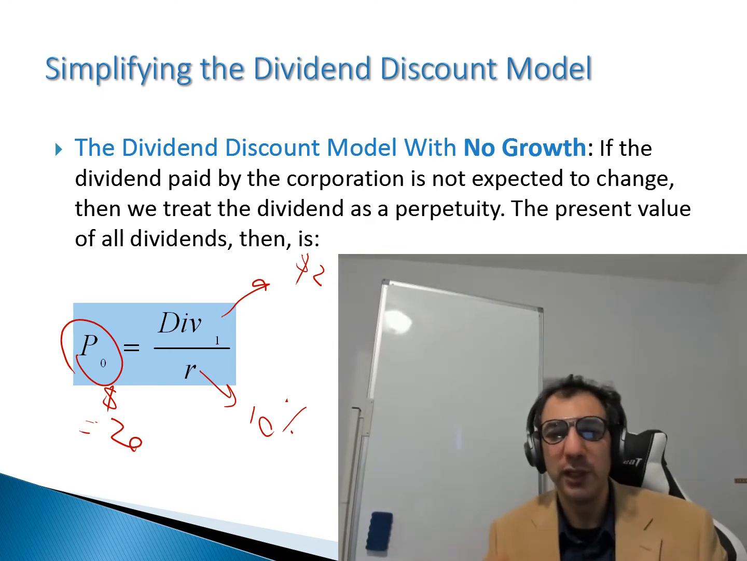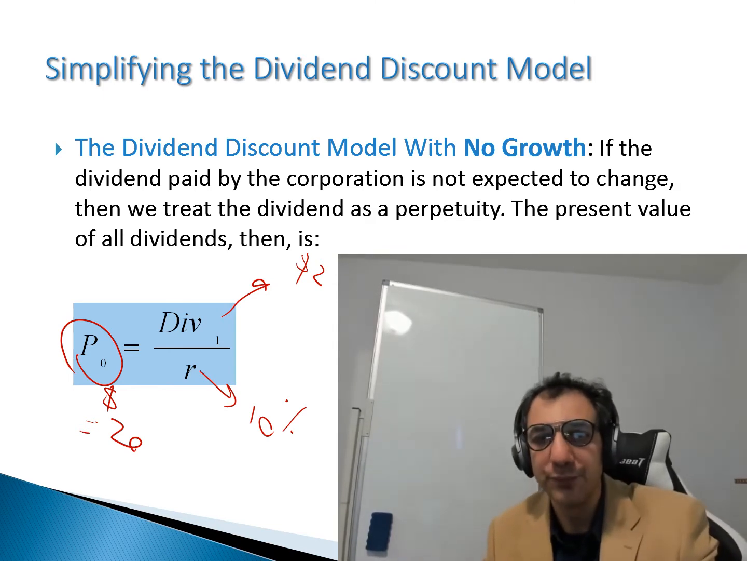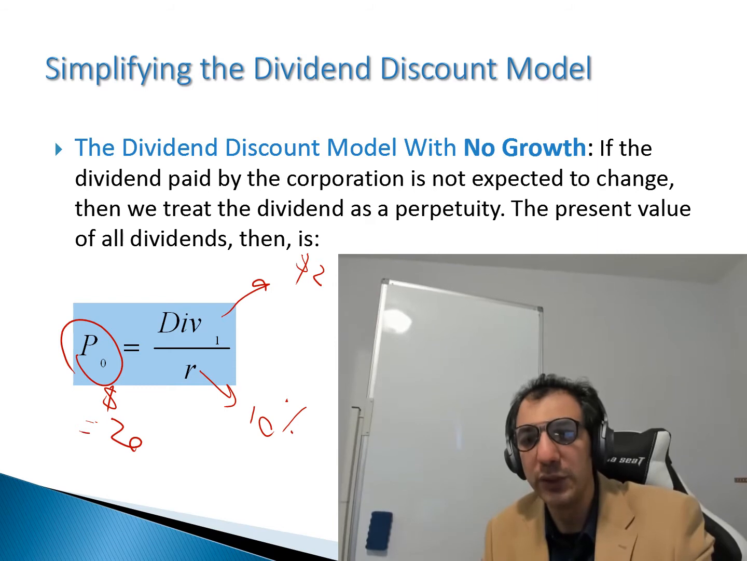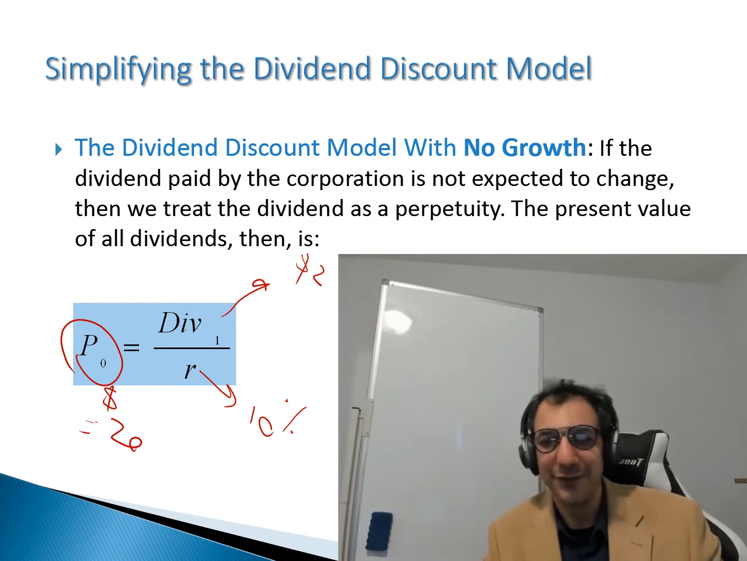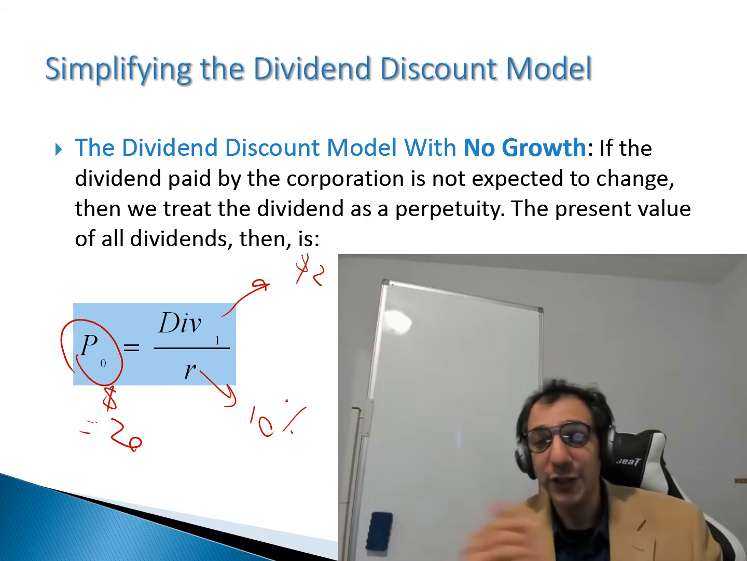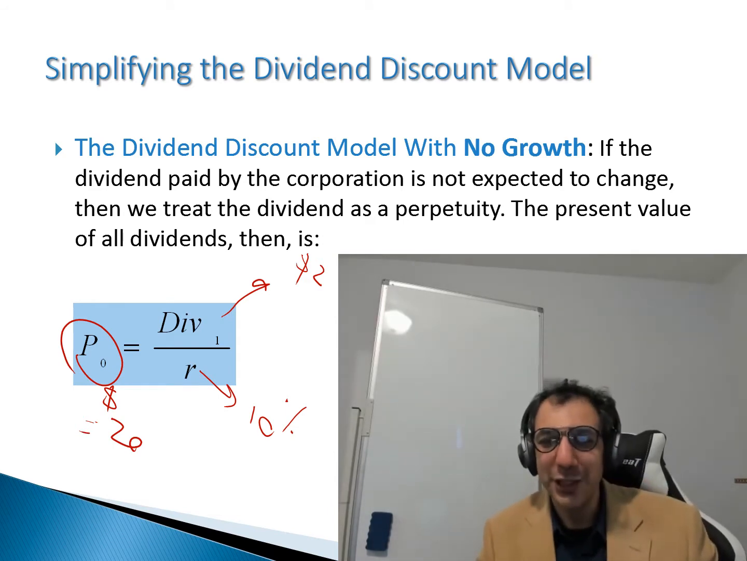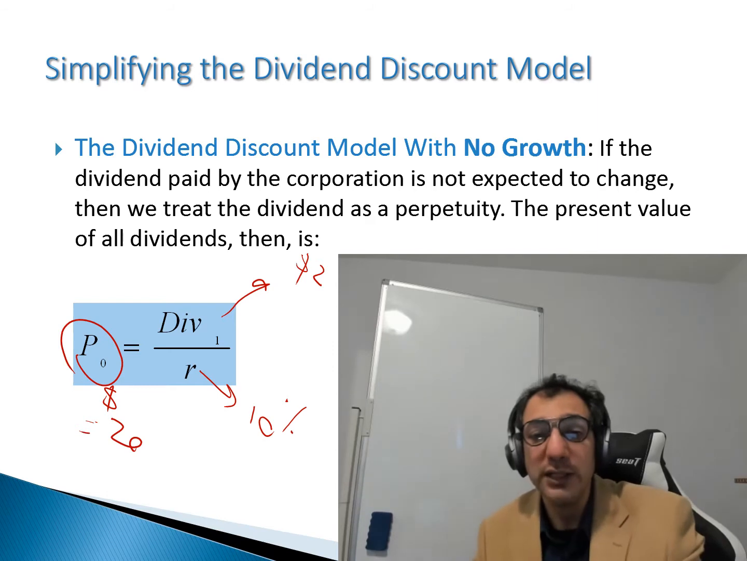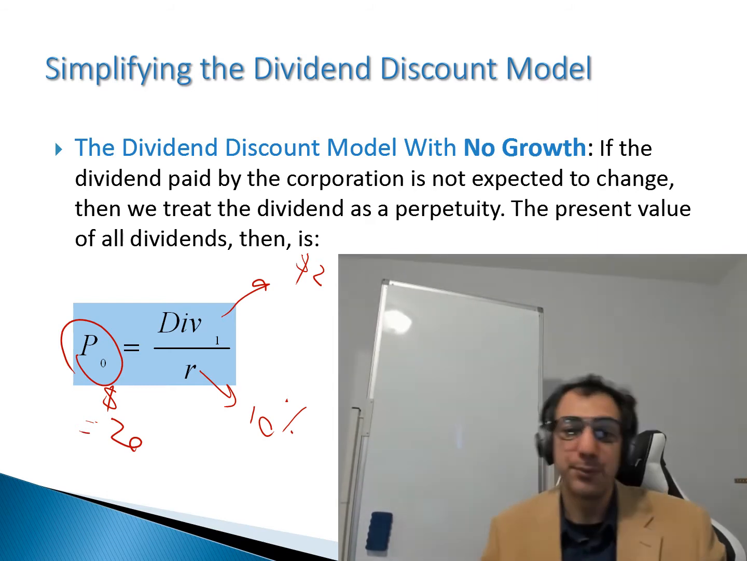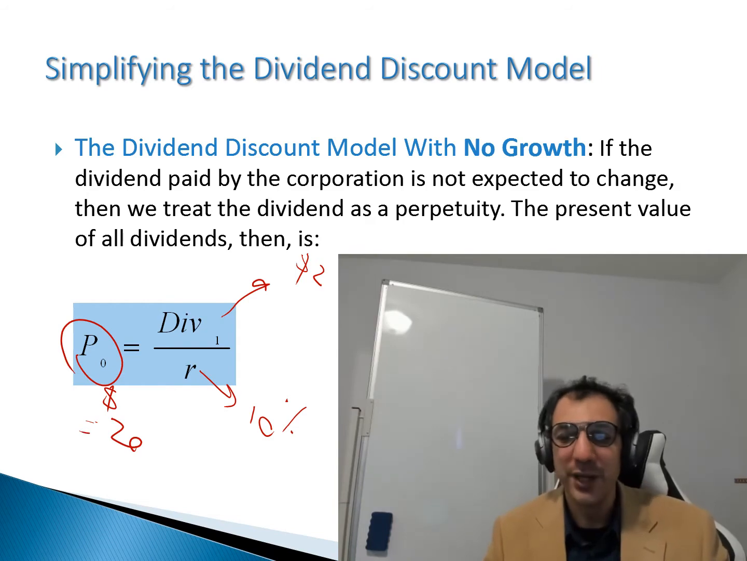So very simple. Let's assume the company is paying $2 on an annual basis. The appropriate discount rate is 10%. Now you tell me, what is the current price of this stock? You're right. If you divide $2 by 10%, you will get $20. So $20, that's the current value of the stock based on this approach and based on the assumptions we made.